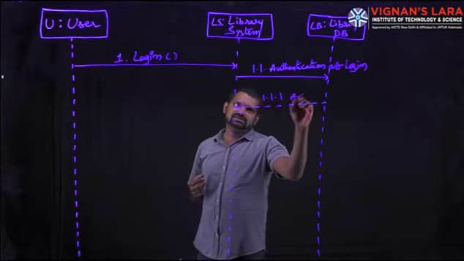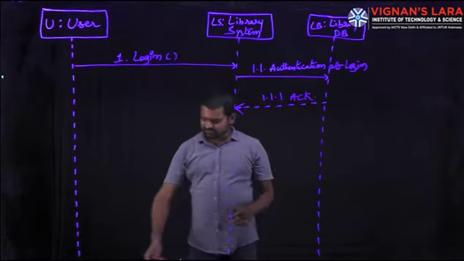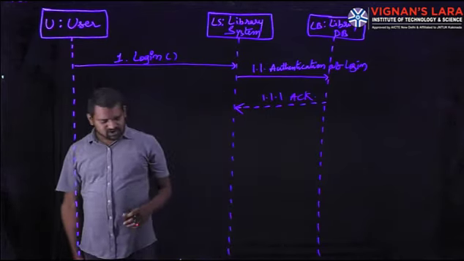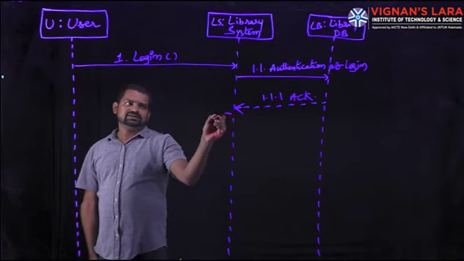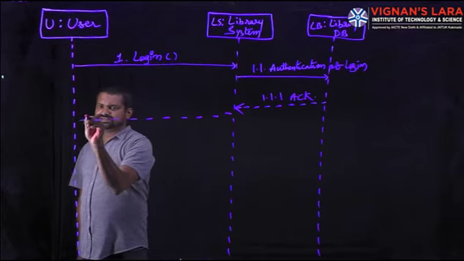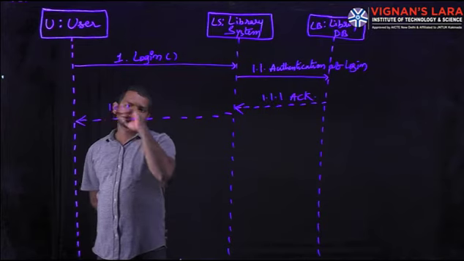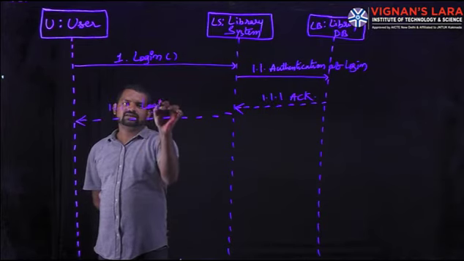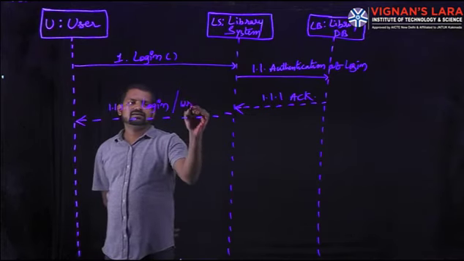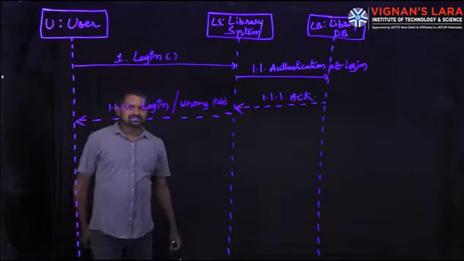So what is this? Acknowledge from the authentication, and also login or wrong password. So which prints login or wrong password, which displays 1.1.1.1. Login or wrong password that displays. This is step 1.